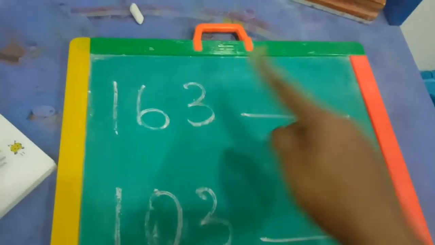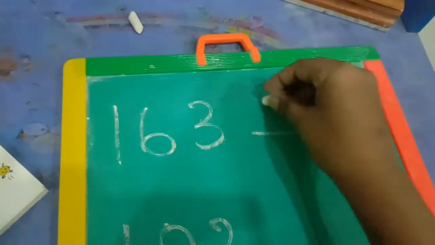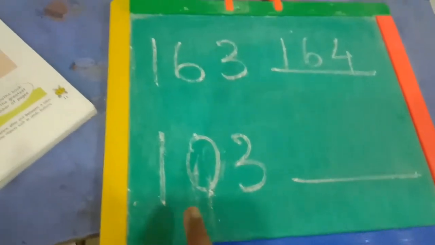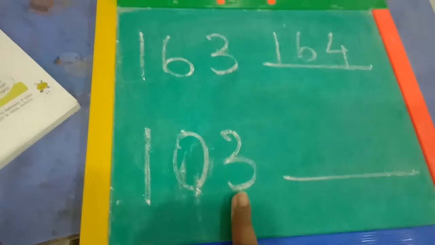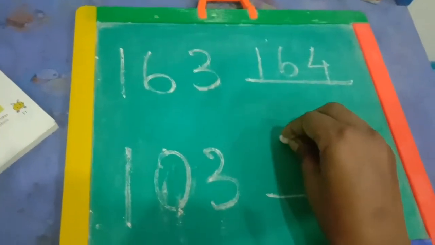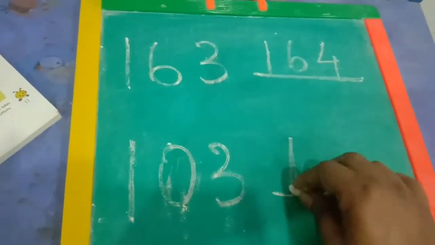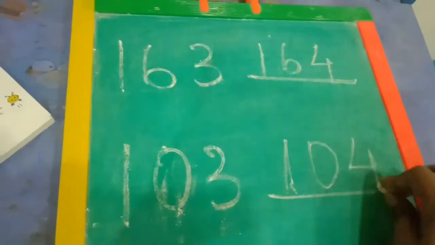Come on, do this sum with me. 163. Then after 163, 164. Now 103, after counting 103, what will come? 104.